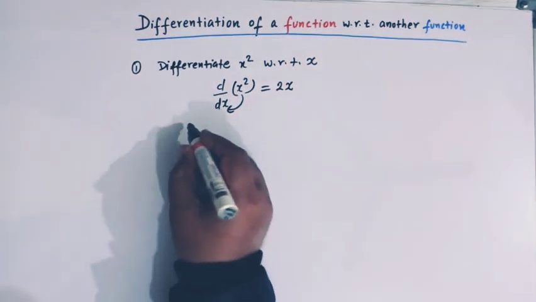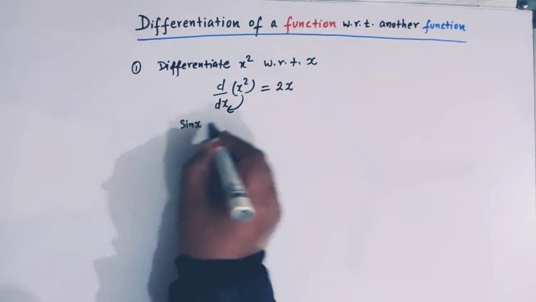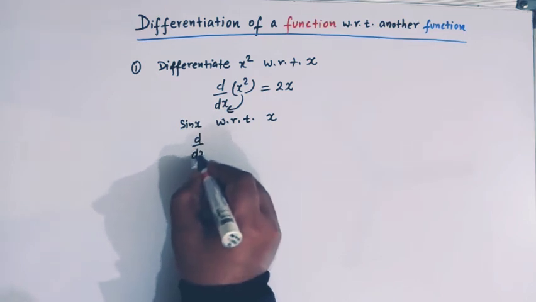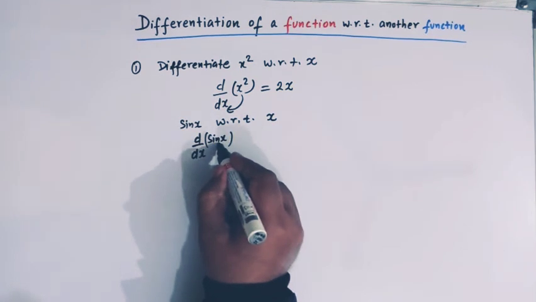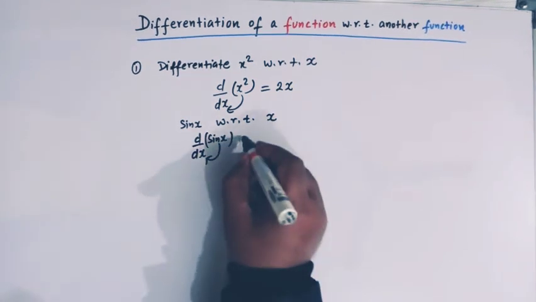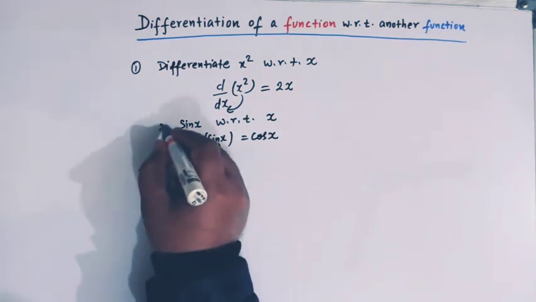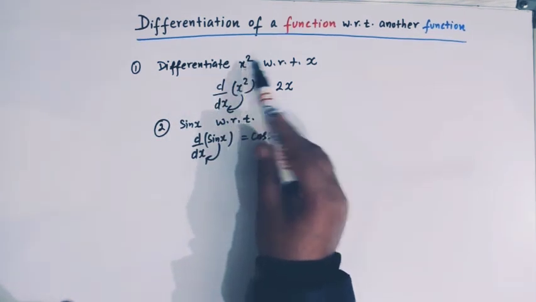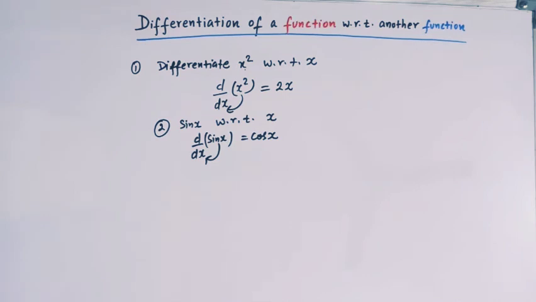Similarly, if we have to find the derivative of say sine x with respect to x, then we simply write d by dx of sine x, and the derivative of sine x with respect to x is cos x, right? But here suppose we have to find the derivative of x square with respect to say x cube, right? So let us change the problem here.